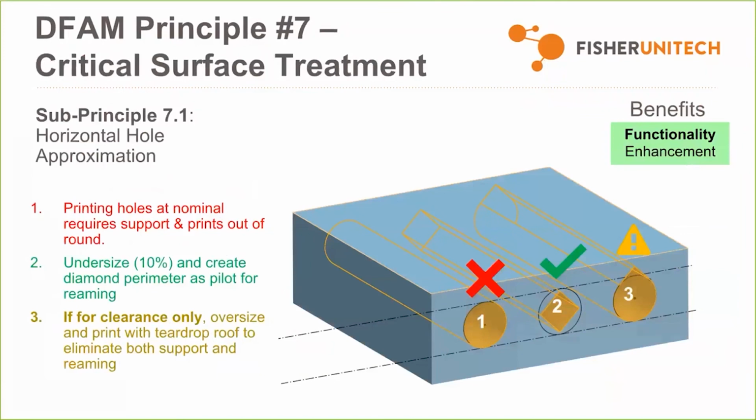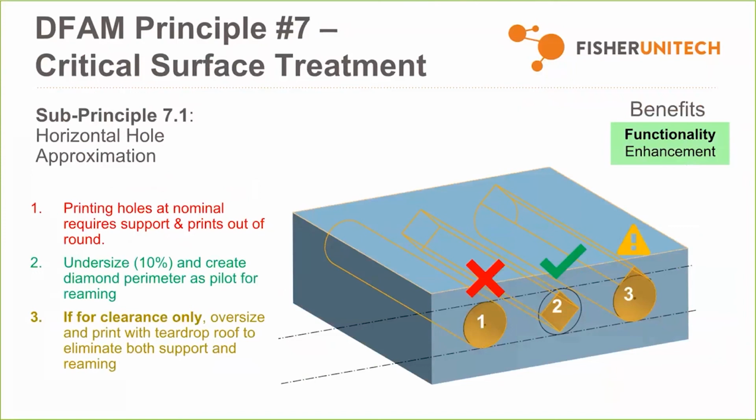Principle number 7, surface treatment. So holes, for example. If you were to print a block just like this one with those horizontal holes going through it, hole number 1 would require support material. Okay, so if you're trying to increase print times and decrease material, one thing you can do is you can actually just undersize the hole and create a diamond shape instead, just as you see with number 2. So a diamond shape has self-supporting angles, so there's no support material that's going to be needed for that. And then that way you can just ream it after printing.